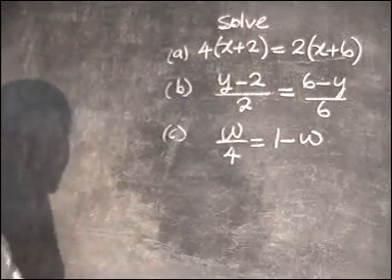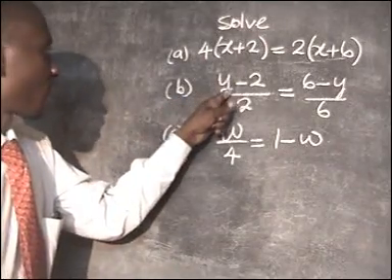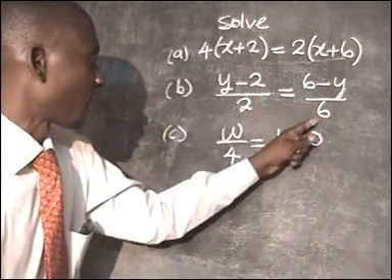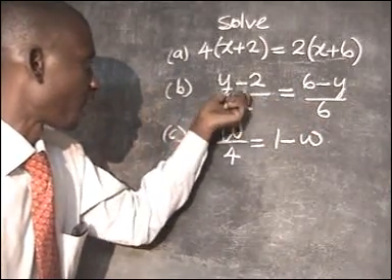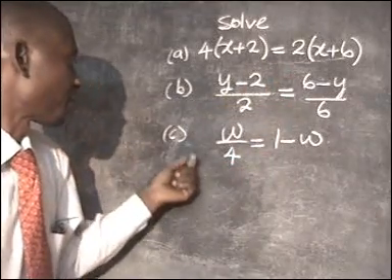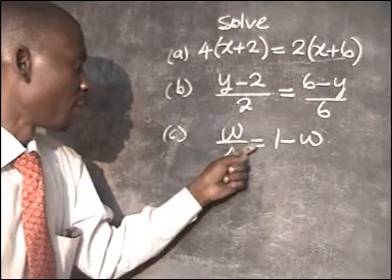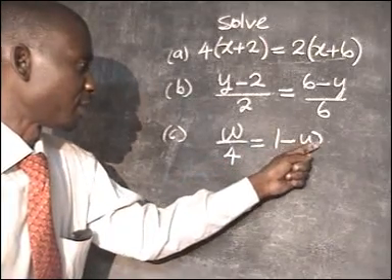Then question B, it is y minus 2 over 2 equals 6 minus y over 6. It's in fraction form. We have a fraction and again another fraction. Then C, it is also involving fractions: w over 4 equals 1 minus w.